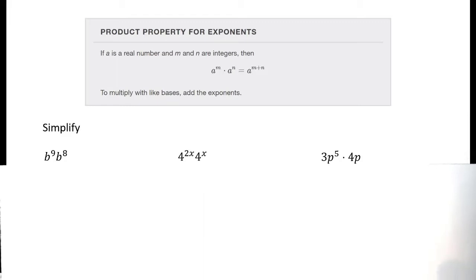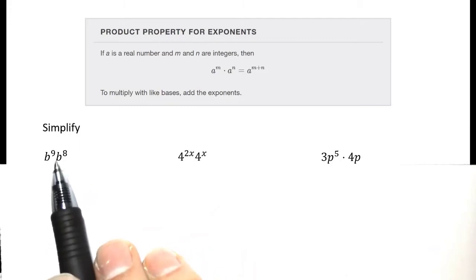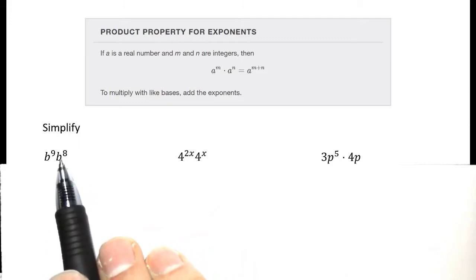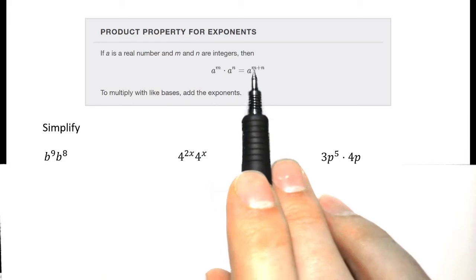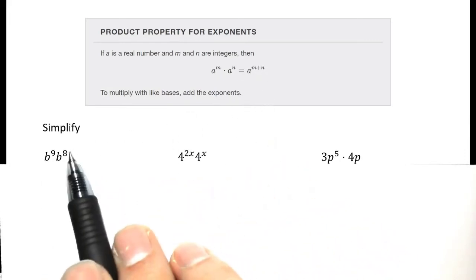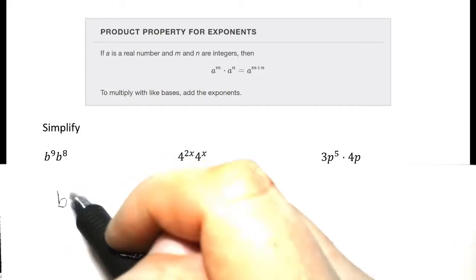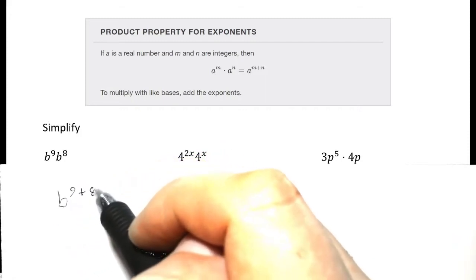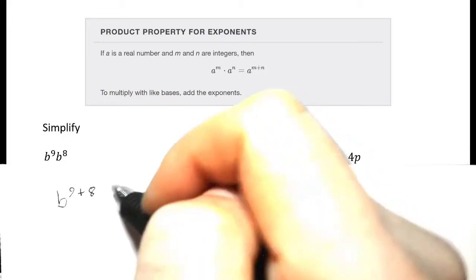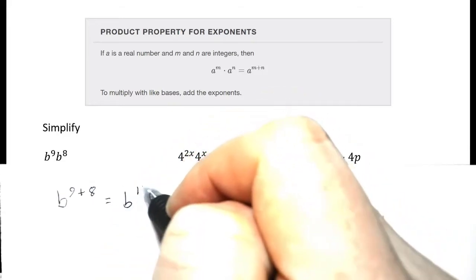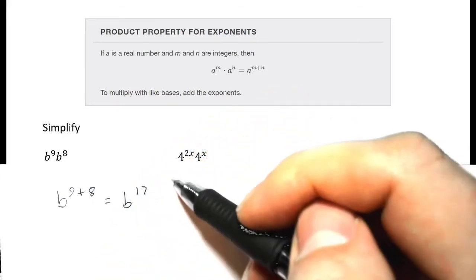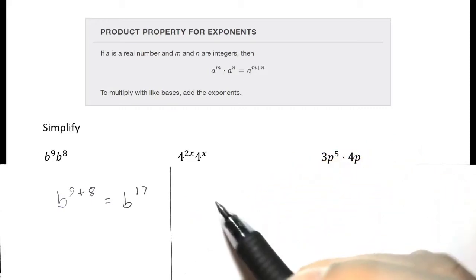In the first example, it says to simplify b to the 9 times b to the 8. These bases are the same, right? They're both b. So what does the property say? It says that we can add the exponents. And so the answer here is b to the 9 plus 8, which simplifies to b to the 17. Okay, let's take a look at the next one.